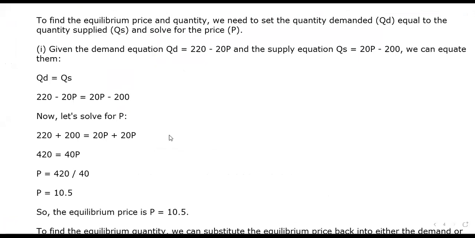So at equilibrium, demand is equal to supply. So we're going to equate these two equations. Our demand is one with a negative slope. Our supply is one with a positive slope. We equate these two.